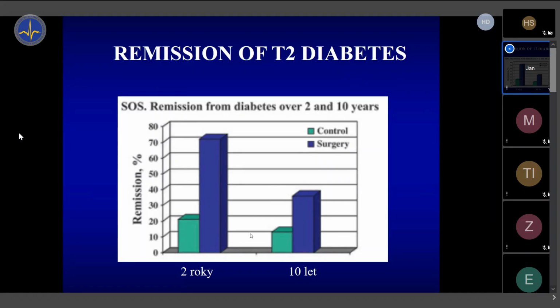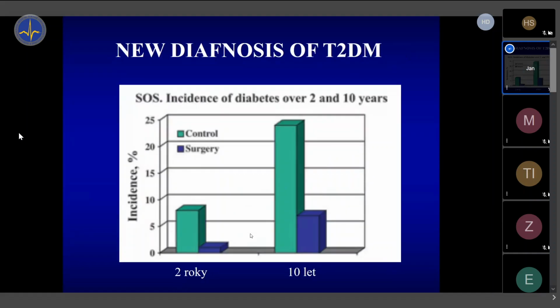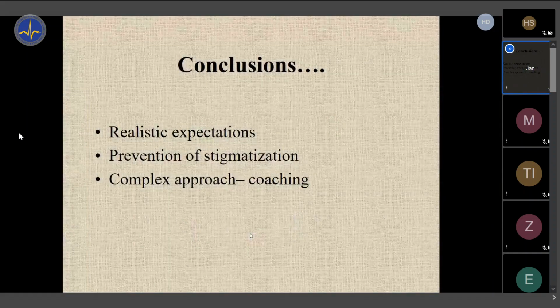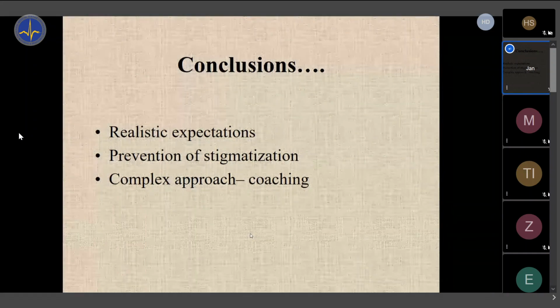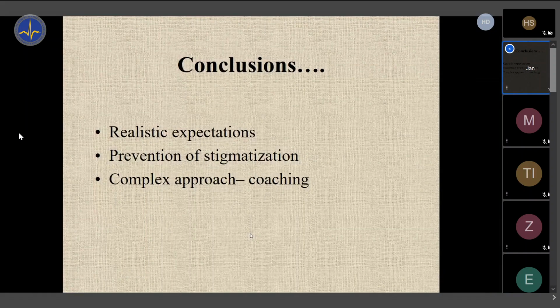But we are not going to talk about diabetes today. You will have other lectures on diabetes, so I can skip this and just conclude and go to questions. So conclusion: have realistic expectations. 5 to 10% for everyone. Maybe for someone who is diabetic and you want to change the life 180 degrees, then bariatric surgery with, of course, bigger expectation of weight loss.